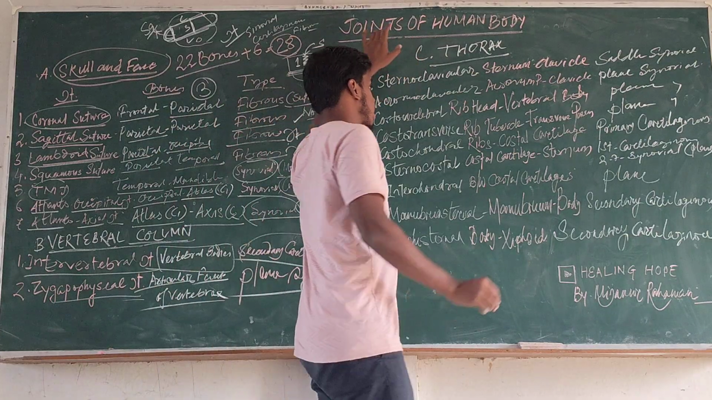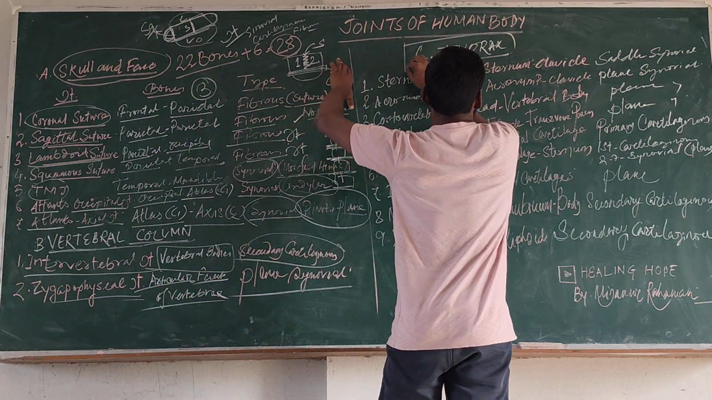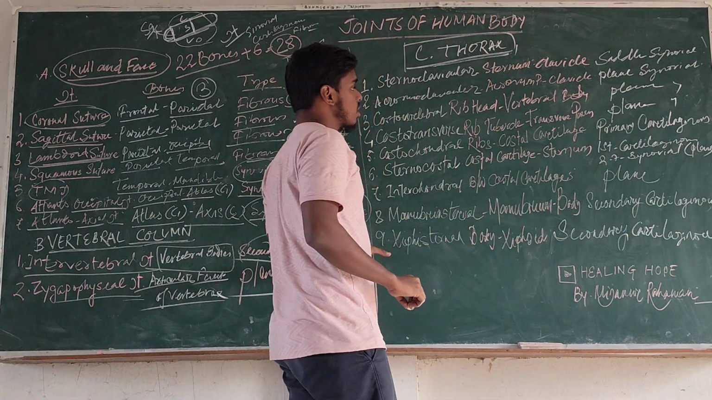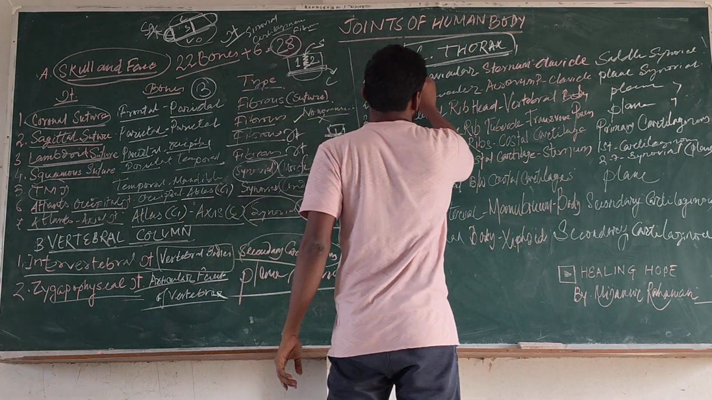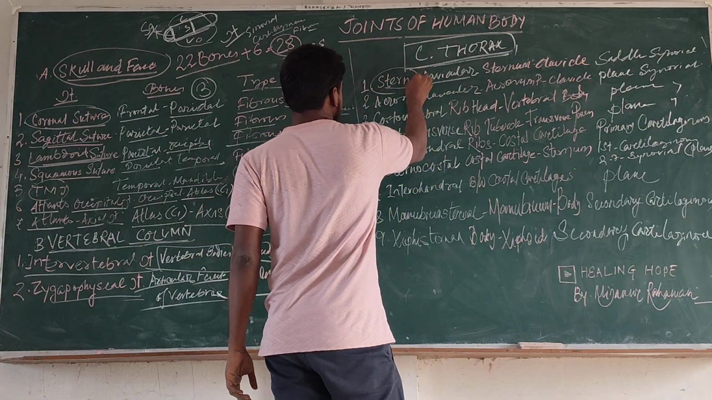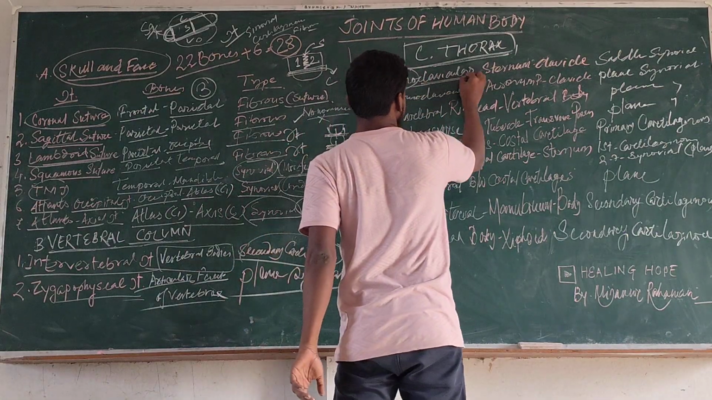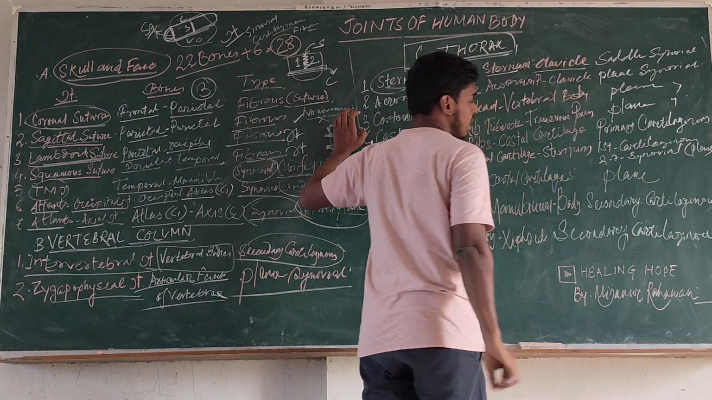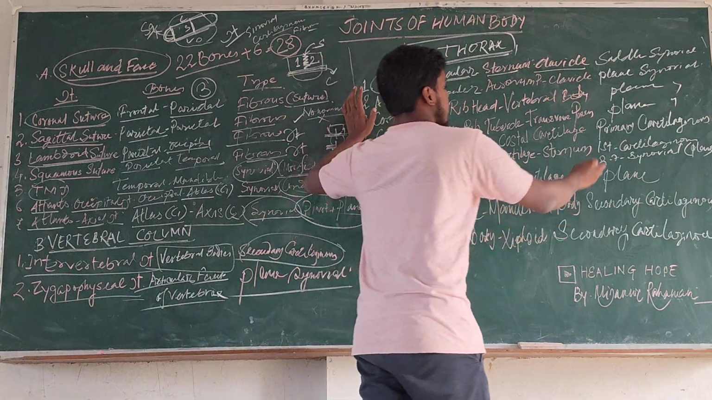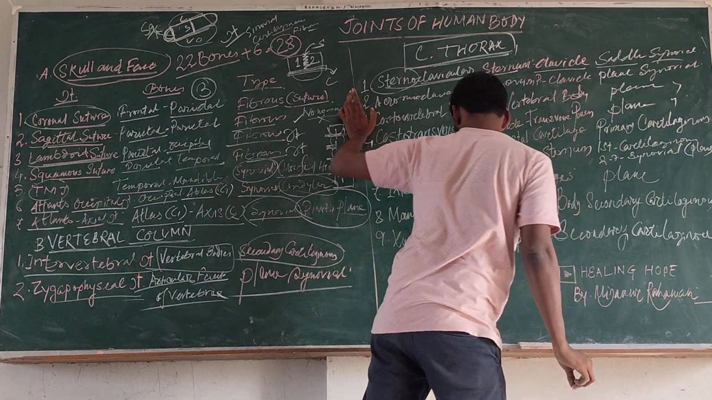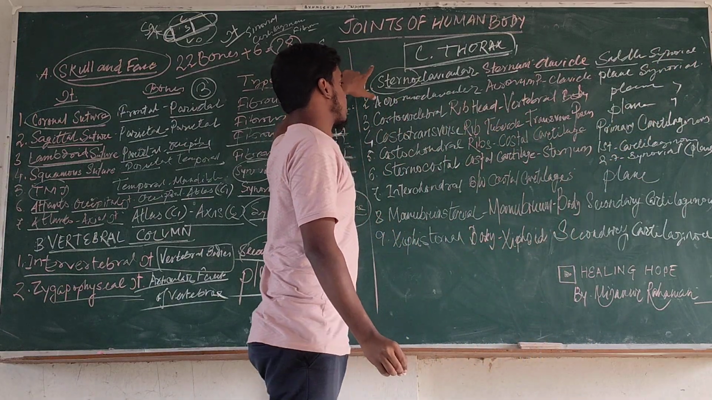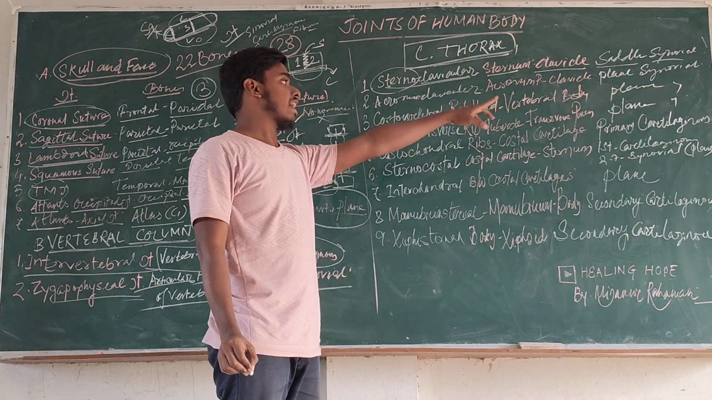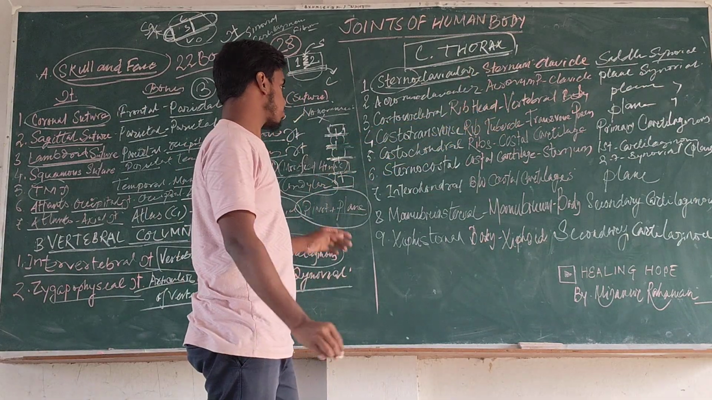Then come to the thorax part or front part. Thorax is mainly 9 joints. First of all, sternoclavicular joint. Sternum means sternum and clavicular means clavicle. So the constituent bones are sternum and clavicle. And this joint is known as a saddle type of synovial joint. And this one is the sternoclavicular joint formed by the sternum and the clavicle. And this is typically a saddle type of joint which is a synovial joint.